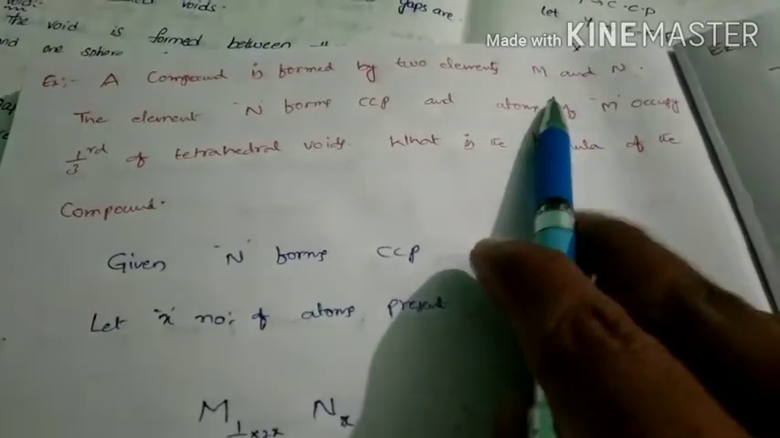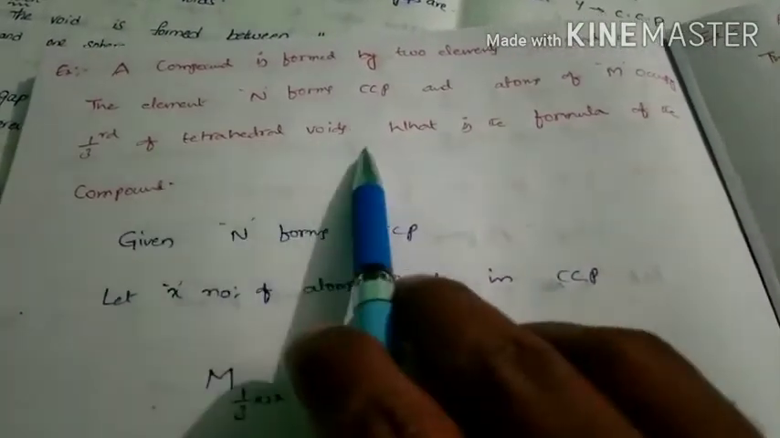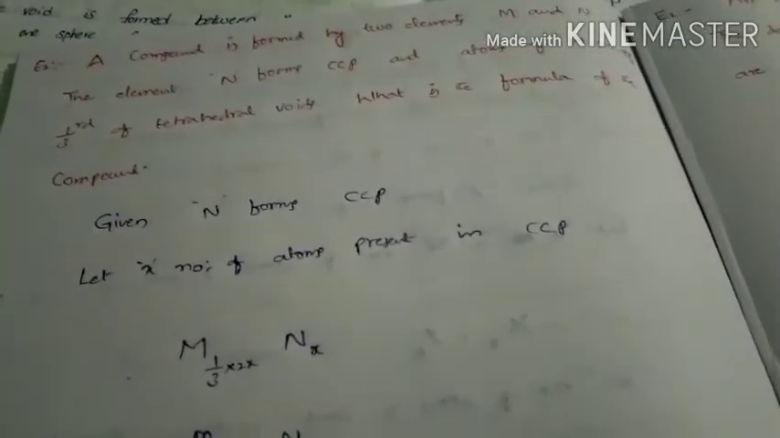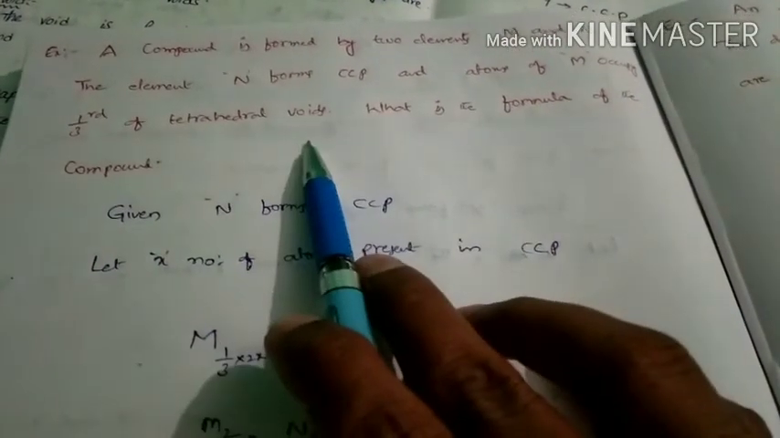Next, one more question. A compound is formed by two elements M and N. The element N forms CCP and M occupies 1 by 3rd of tetrahedral voids. What is the formula of the compound? Again the same model. Given N forms a CCP, let x be the number of atoms present in CCP. So automatically N is x, that means N contains x atoms. M occupies 1 by 3rd of tetrahedral voids. Tetrahedral voids are double, that means 1 by 3 into 2x. So M is 2 by 3 x, N is x, and finally we get this formula.